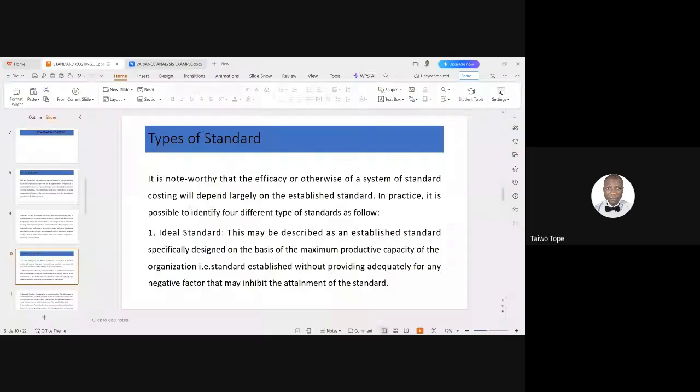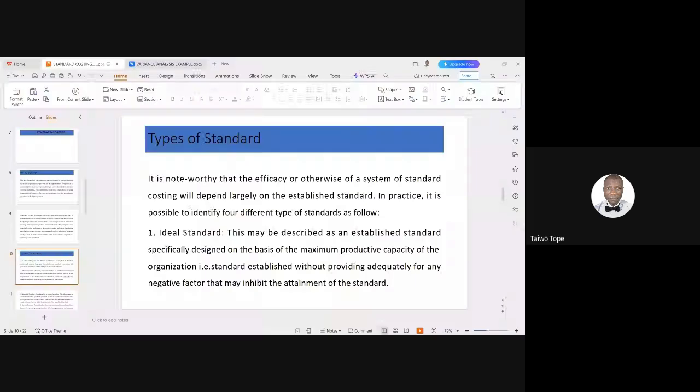But the question is, this ideal standard, is it achievable? It's very achievable. Yes, because as humans, you will definitely experience certain form of setback, as you try to make sure that you meet up with your desires.